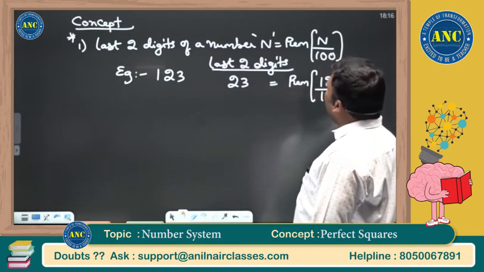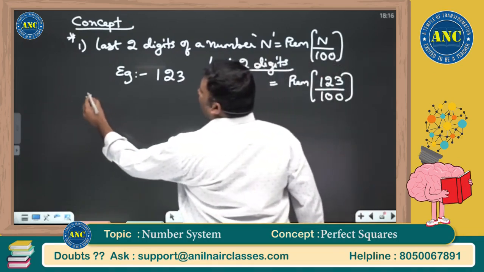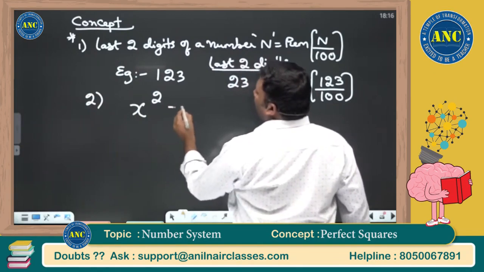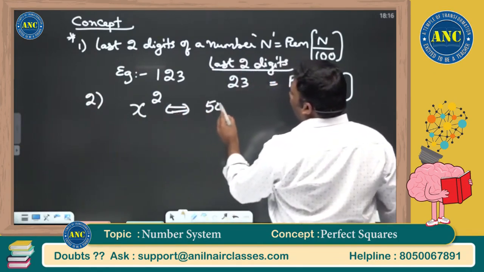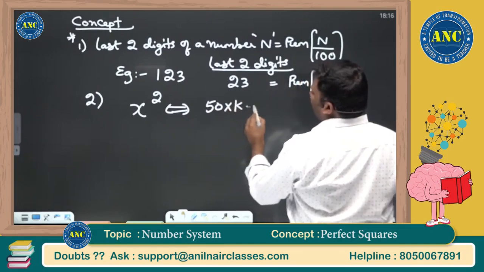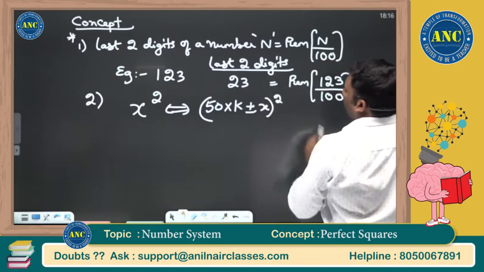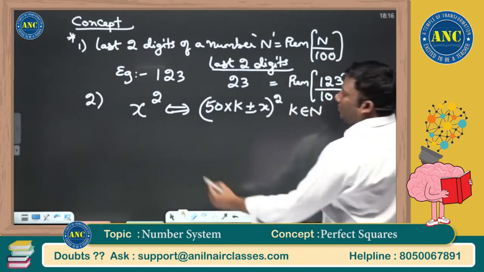The last two digits of any number is the remainder when you divide the number by 100. Second one: take any number and square that number. Take 40 into k plus or minus, whole square, where k is a natural number.